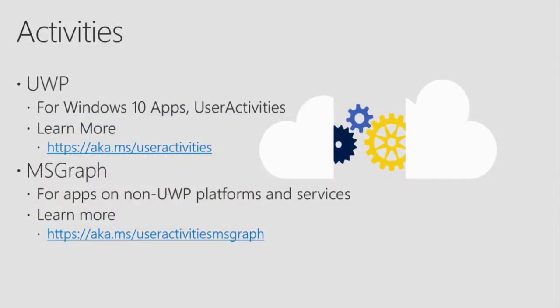So to summarize activities, to get started, basically you have the Windows APIs for UWPs. You can learn more about those at aka.ms/useractivities. And then we also have the MS Graph APIs, which basically enable you to write activities not only from Windows, but also on other platforms. And the goal here is that you can re-engage the user as they go from device to device, and when they go over to iOS or Android, but also when they go back to Windows.